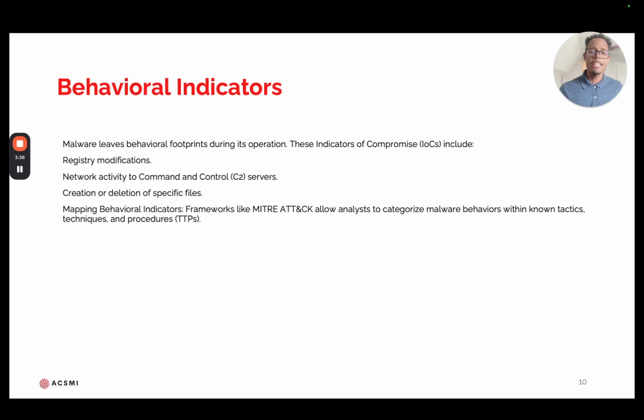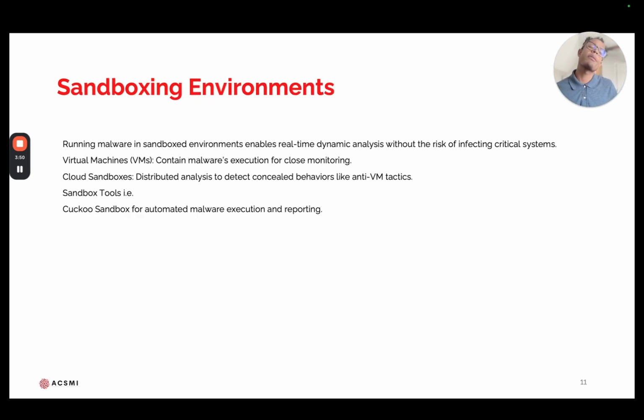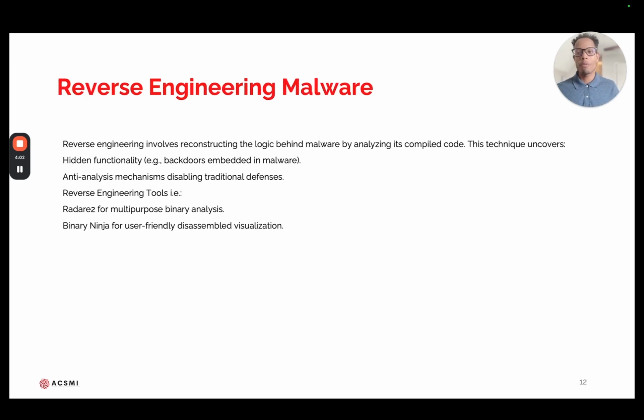And some of the behavioral indicators we talked about before: modifying registry keys, which you don't really do, right? Network activity to the command and control, your C2, and creating and deleting certain files. So you can map certain behaviors to the MITRE ATT&CK framework. I highly recommend checking that out. Getting yourself a sandbox environment will be ideal, because we do not, and I mentioned before, do not want to run these potentially malicious viruses on production or your home networks. We want to be able to reverse engineer.